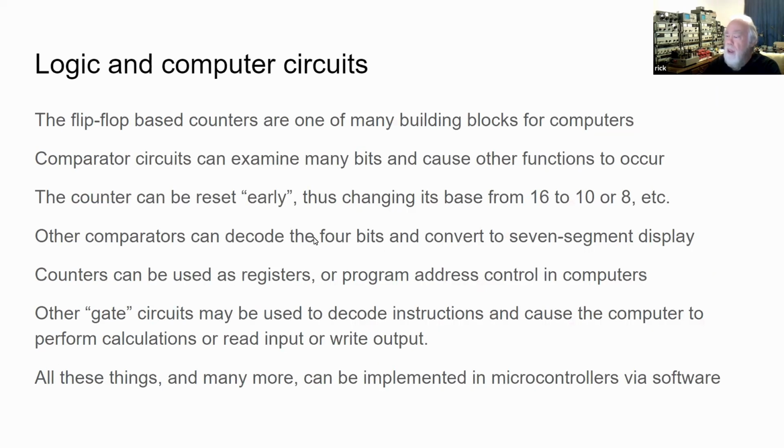So when you work on computers, you'll find many different circuits that are used to perform different functions, such as comparators that can compare bits and cause other functions to occur. You can reset counters before they reach their total count to make different bases for the counters. And other comparators can decode the 4 bits and convert them to displays.